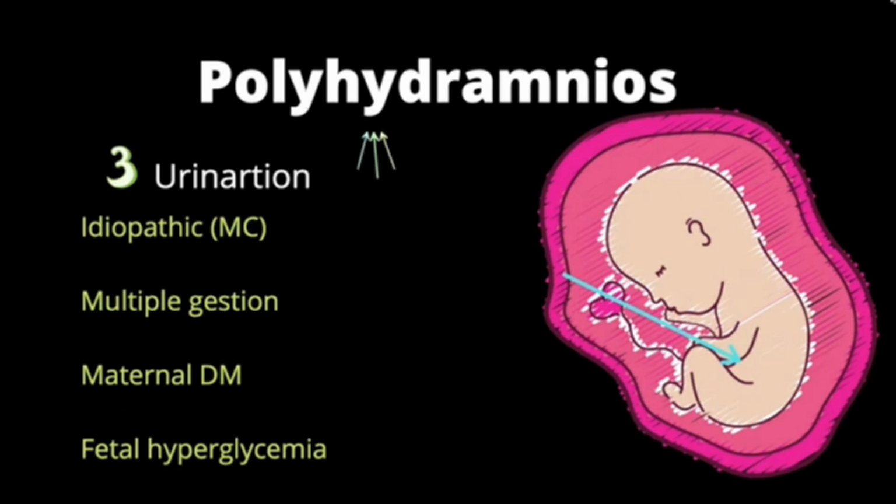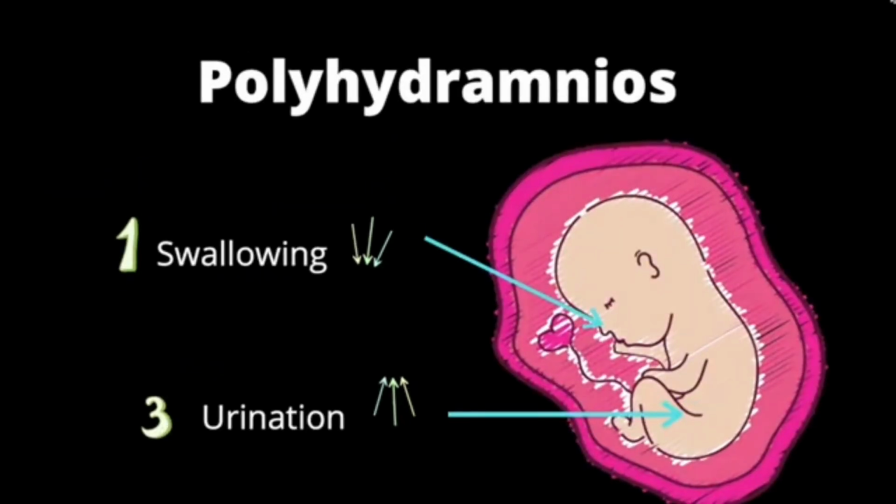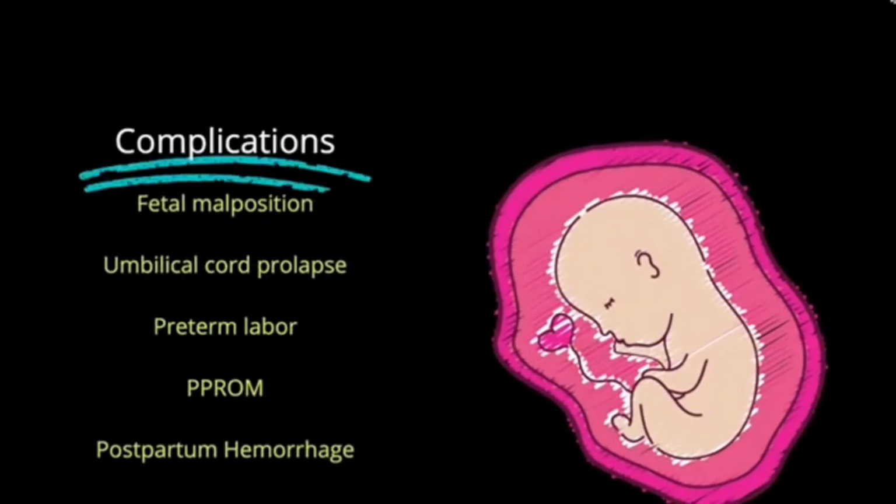So essentially, the main contributing factors to polyhydramnios are decreased swallowing and increased urination. Complications of polyhydramnios include fetal malposition, umbilical cord prolapse, preterm labor, PPROM, and postpartum hemorrhage. So recall that the most common cause of postpartum hemorrhage is uterine atony. And uterine atony can occur due to uterine distension. And of course, polyhydramnios is a cause of uterine distension. So that's why polyhydramnios can cause postpartum hemorrhage.